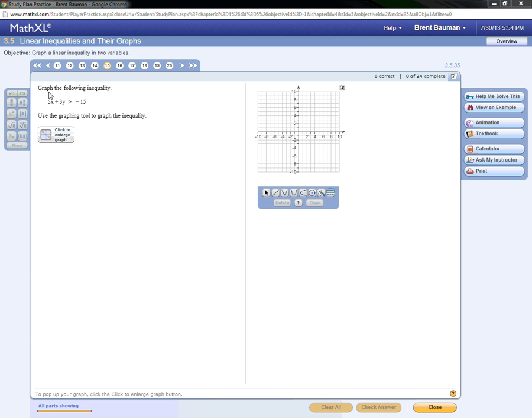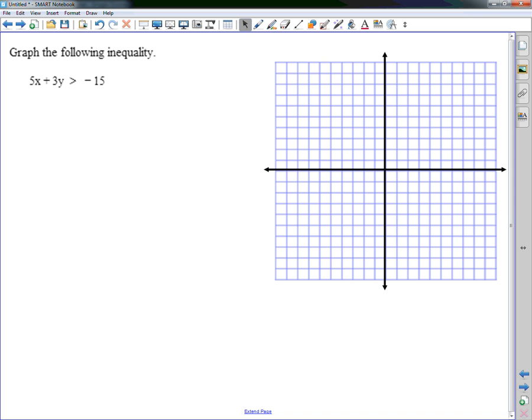So you have some options. You can use the slope-intercept form, which is finding the intercept, finding the slope, plotting your 2 points. Or you can use the x-intercept and y-intercept. Okay, so let's go ahead and look at putting this into the proper form and getting it graphed.